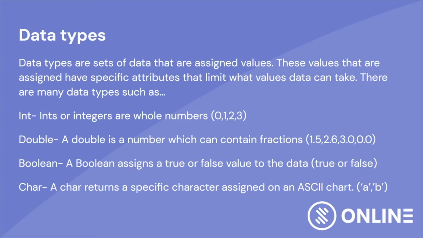Next, we have a Boolean. A Boolean assigns a true or false value to the data. It's simple. It's true or it's false. And a char returns a specific character assigned on an ASCII chart. And we'll get into that later. But let's first look at how we can declare these data types.